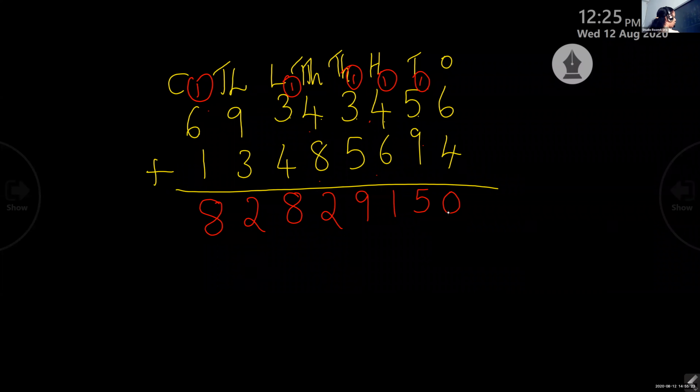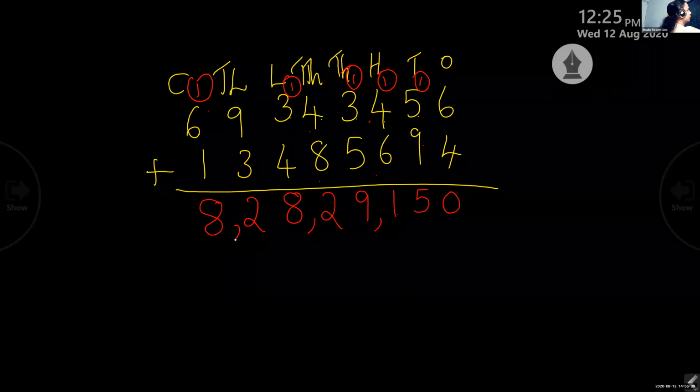you have to place the commas from the right side. 1, 2, 3. After 3 digits, then every two digits. So how to read the answer, Bharadwaj? Please unmute and speak, Bharadwaj. How to read the answer? Please unmute.